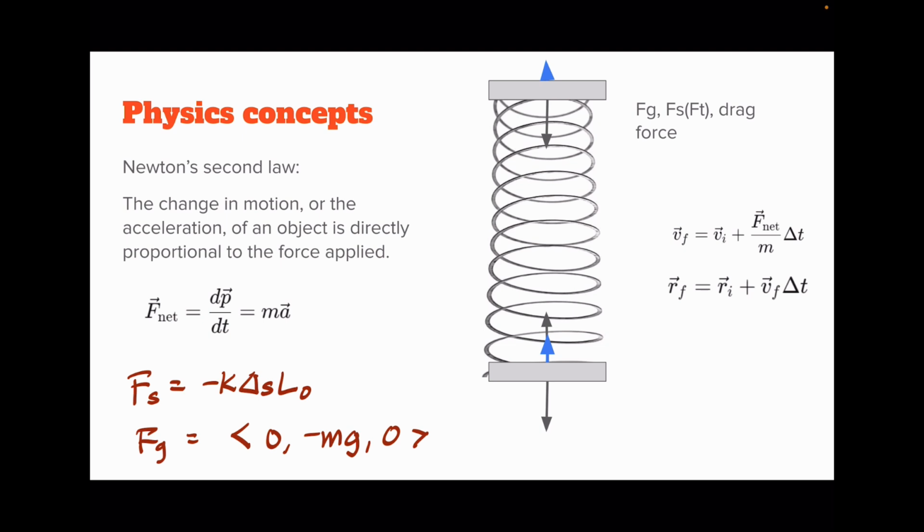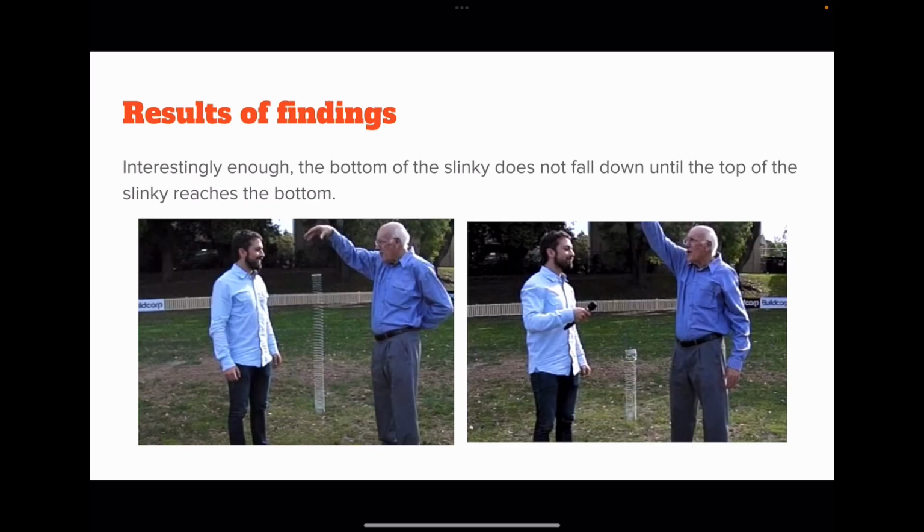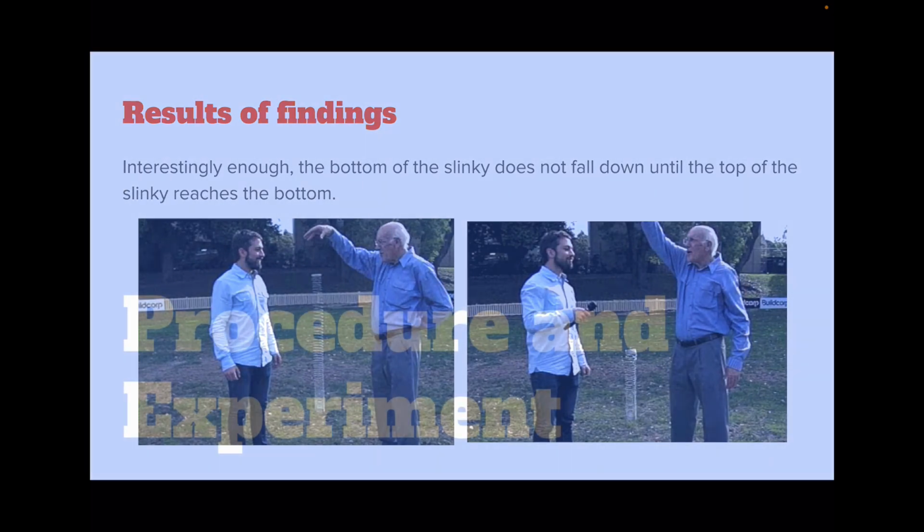And so we will calculate the velocities and the position of the Slinky as it falls into free fall using the velocity and position update formula. And the results of our findings: interestingly enough, the bottom of the Slinky does not fall down until the top of the Slinky reaches the bottom. As you can see here, these are two different clips at two different times, and the bottom has stayed stagnant while the top has gone down.